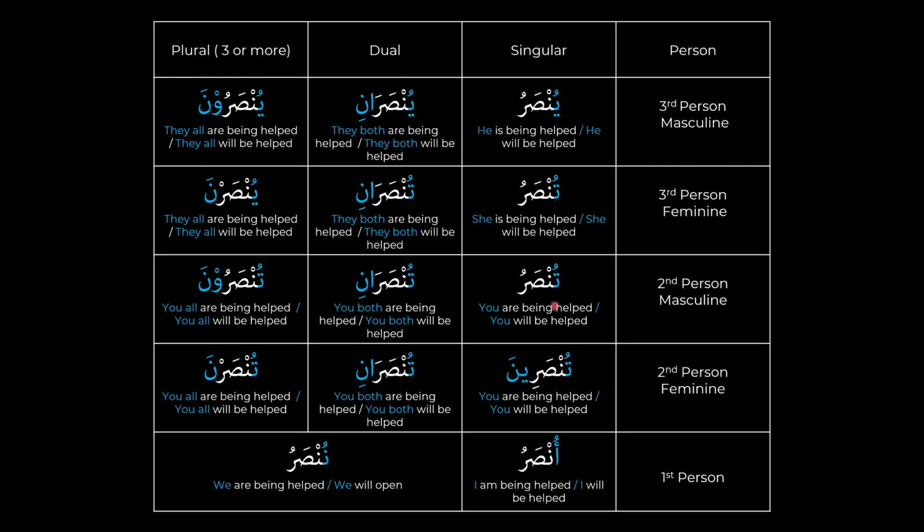Again, same thing here with the second person masculine singular, tunsaru, which means you are being helped or you will be helped, and then tunsorani for second person masculine dual, which means you both are being helped or you both will be helped, and then tunsaruna for second person masculine plural, which means you all are being helped or you all will be helped. Again, same pattern, the ta has a dhamma on it, the second letter has a fatha on it, and then you have the individual dual and plural endings ani and una.